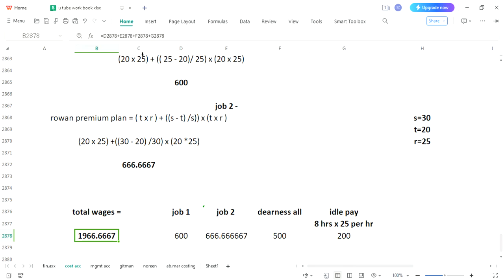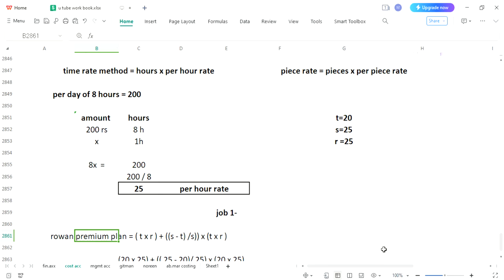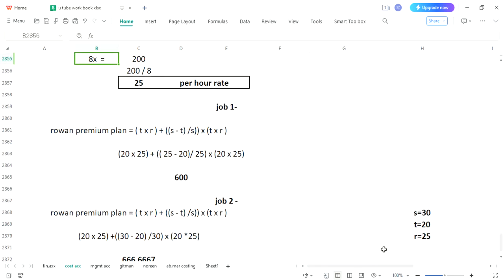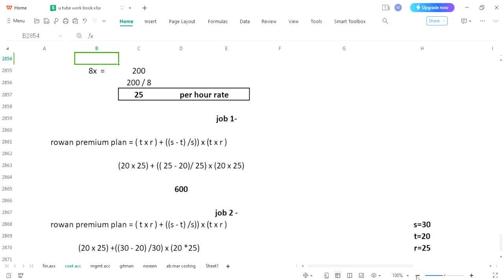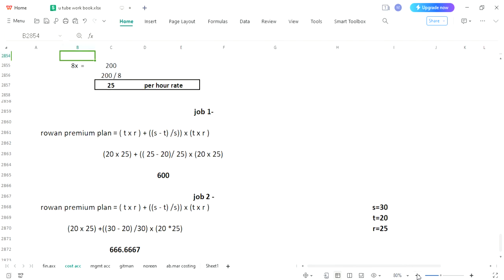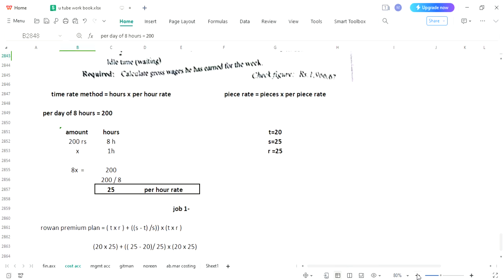Okay, now let's check out the answer given in the book, 1966, and you can see over here check figures 1966. It means answer is matched. Now let's review the question what we have done. So collectively you can see that from here you have started the question.